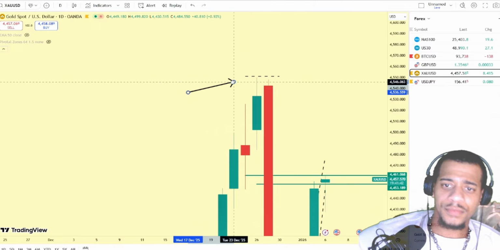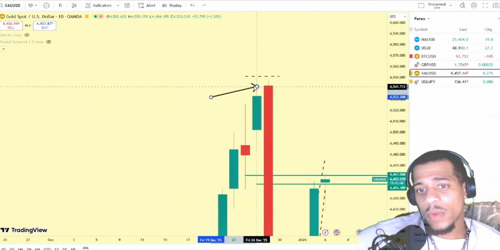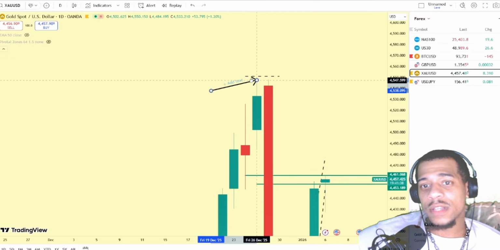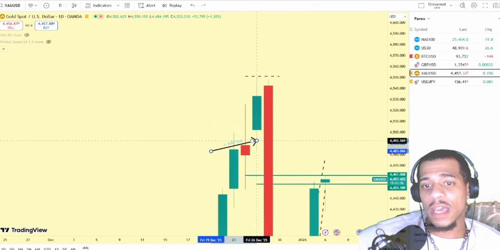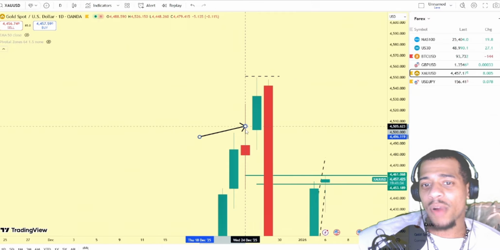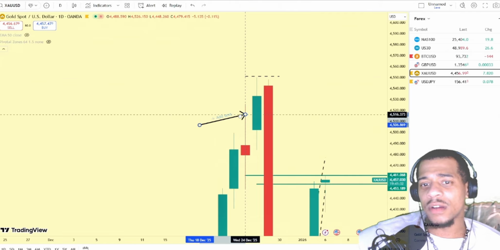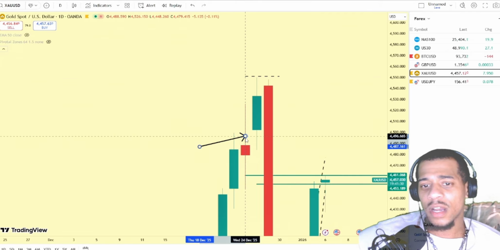Good grief. But right, we have the wicks. The wicks are basically showing, hey, this is where price went, but price doesn't know yet if it likes to be there. It doesn't know that. And that's where the indecision comes from.